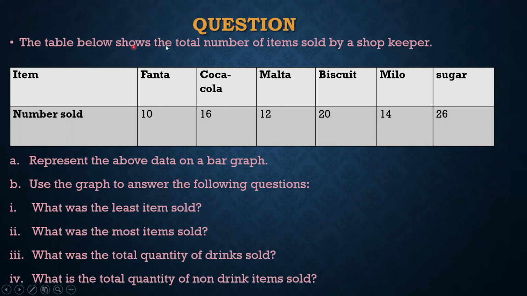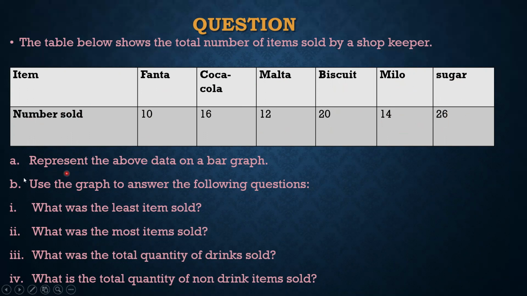Now the table below shows the total number of items sold by a shopkeeper. These are the items in the shop: Fanta, Coca-Cola, malts, biscuits, Milo, and sugar. The number of items sold is for a day. So Fanta 10 were sold, Coca-Cola 16, malt 12, biscuit 20, Milo 14, and sugar 26.